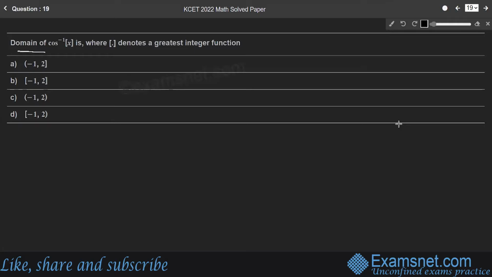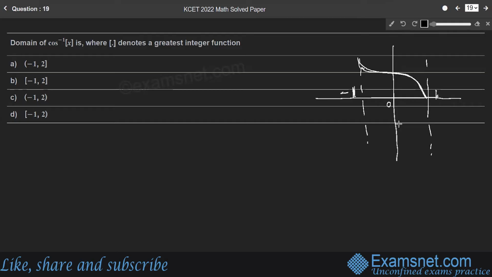Question 19. Domain of cos inverse x is, where this box denotes the greatest integer function. To solve this, students, let us consider the graph of the cosine function. The domain of cos inverse x ranges from minus 1 to plus 1. We'll consider the origin and the negative to positive values of angles, and you will get the graph like this. So the cosine value ranges from minus 1 to plus 1.